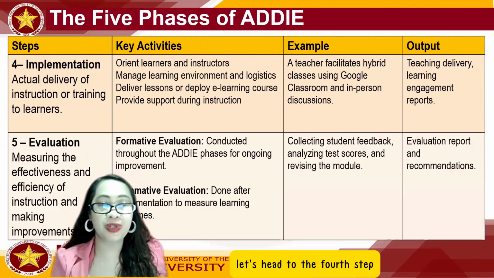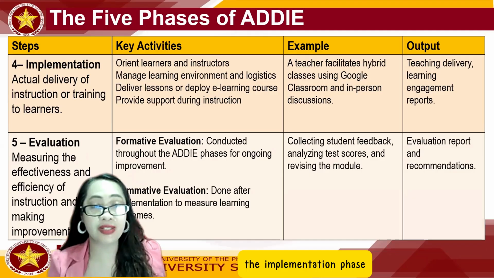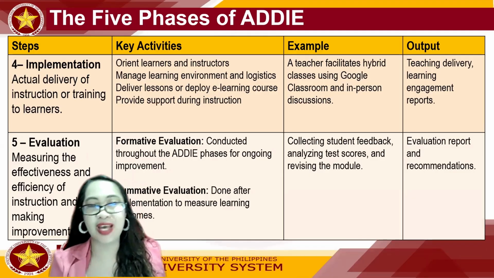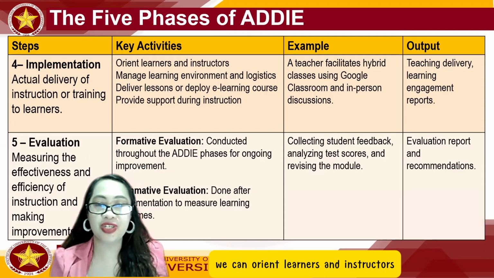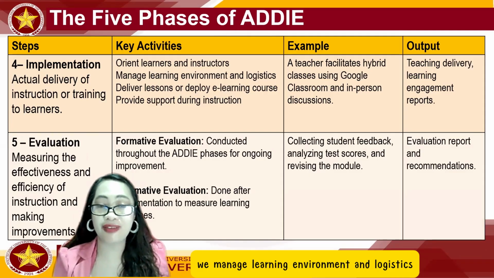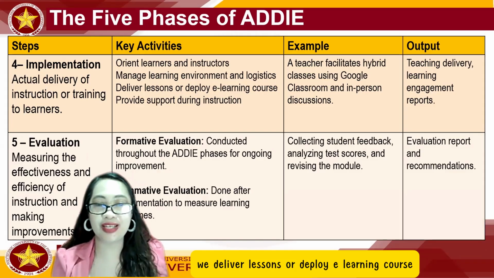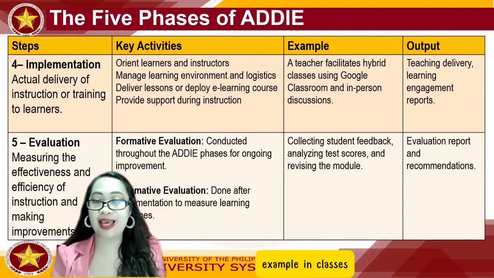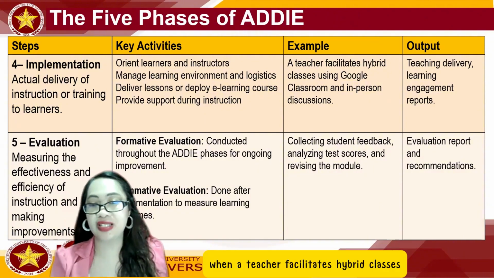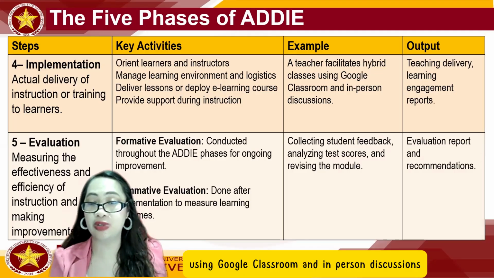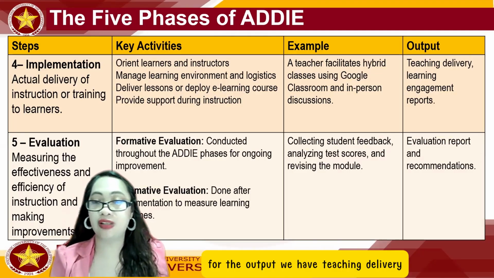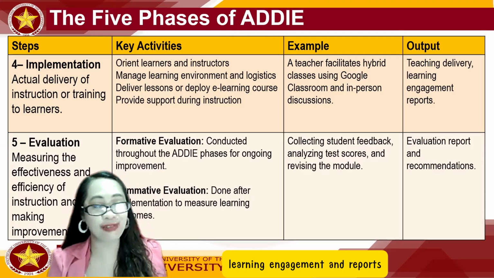Let's head to the fourth step, the implementation phase. It is the actual delivery of instruction or training to learners. We can orient learners and instructors. We manage learning environment and logistics. We deliver lessons or deploy e-learning course. Then we provide support during instruction. Example in classes when a teacher facilitates hybrid classes using Google Classroom and in-person discussions. For the output, we have teaching delivery, learning engagement, and reports.